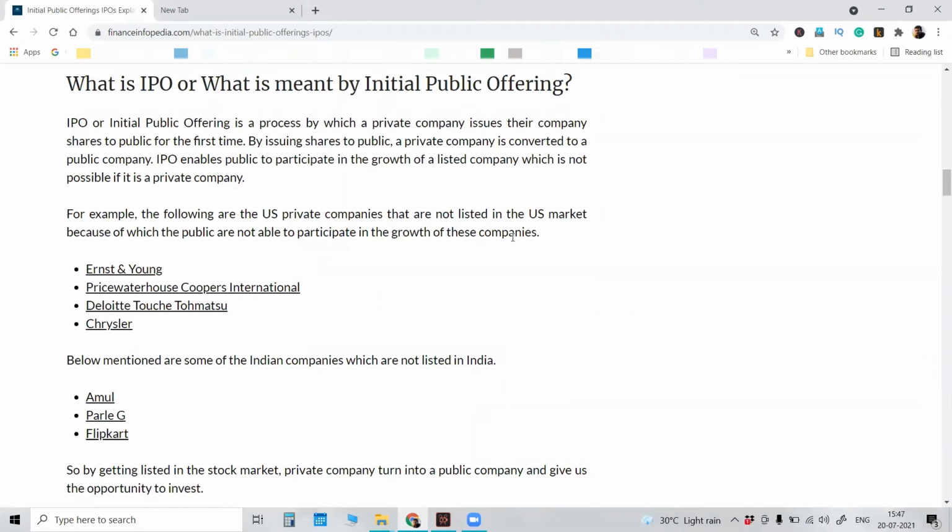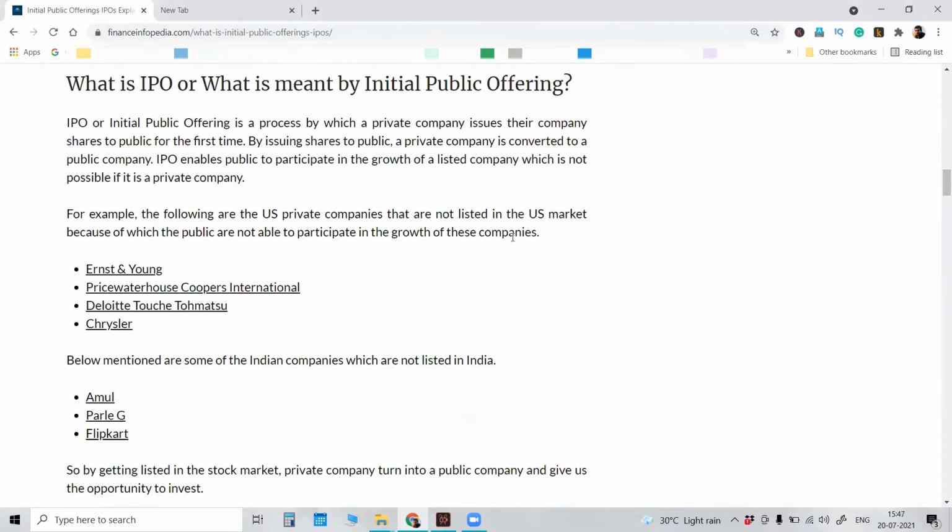So IPO, or initial public offering, is a process by which a private company issues their company shares to the public for the first time. So before IPO, a company will be a private company, where the shareholders will be limited. It might be 1, 2, or 3. Only a few shareholders will be there. Okay, so that is called a private company. Through IPO, one private company will try to make it a public company by issuing shares to the public. That is through IPO, a private company is converted to a public company.